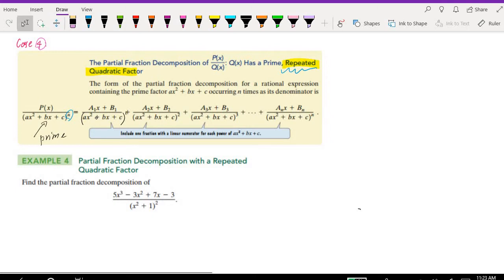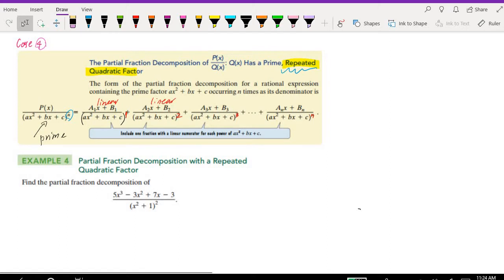Then we have a second power. Maybe I use red. This is first power, second power, third power, until it's the nth power. Okay, until it's the nth power. Then you look at the numerator. Let's look at the numerator really quick. Each numerator is always linear. Okay, always linear. So this is also linear, and this, they're all linear.